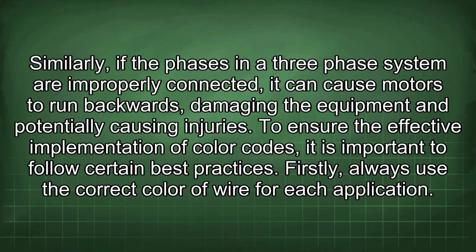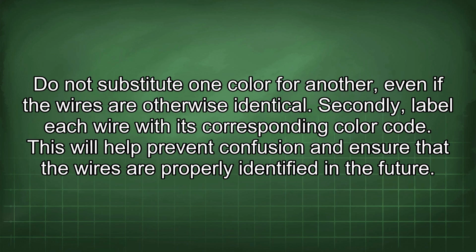To ensure the effective implementation of color codes, it is important to follow certain best practices. Firstly, always use the correct color of wire for each application. Do not substitute one color for another, even if the wires are otherwise identical. Secondly, label each wire with its corresponding color code. This will help prevent confusion and ensure that the wires are properly identified in the future.